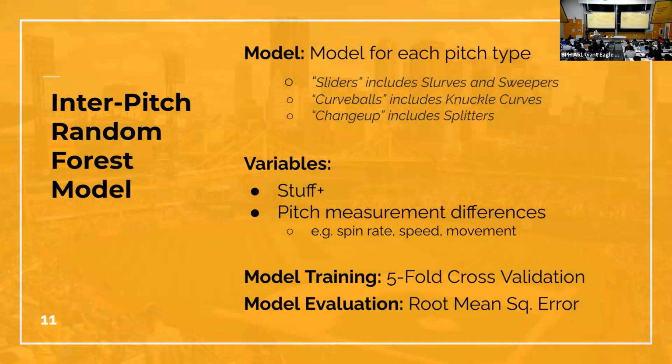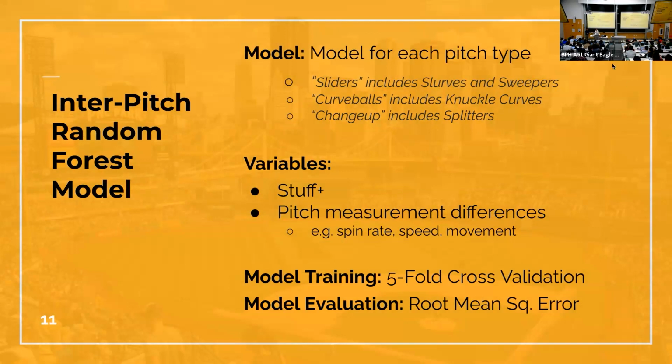Here is the final product, which is the interpitch random forest model. I know we've gone over that a little bit, but those are sometimes fancy words. This is a model that takes into account how good a pitch is and what the pitch is compared to other pitches that the pitcher has. The main part of a random forest model is that it's really heavy on interaction terms and utilizes those well.